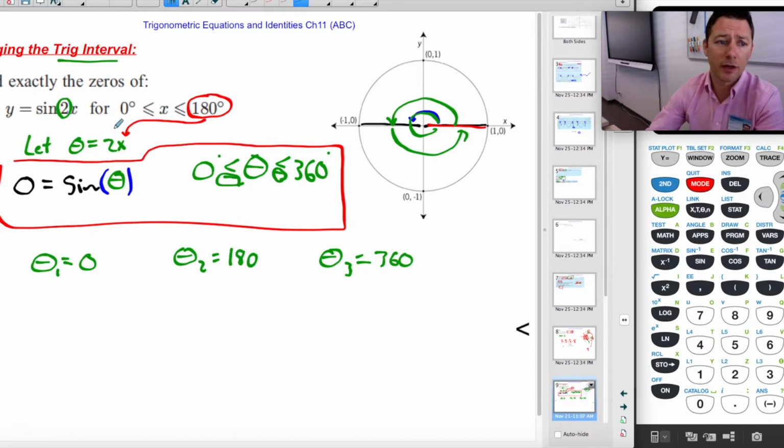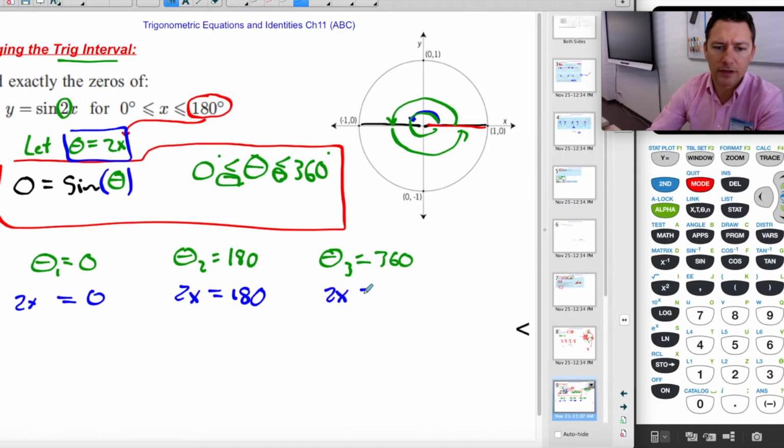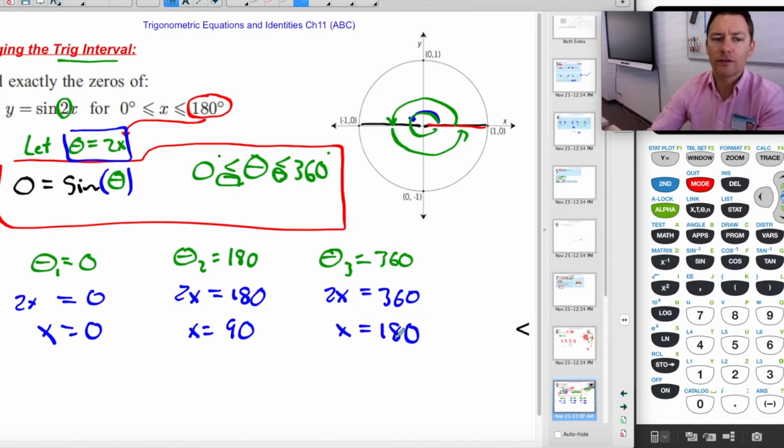Only kind of, right? Because we're not interested in theta, we're interested in x, and theta is 2x. So you could say, well, really, theta is 2x, so 2x equals 0, and 2x equals 180, and 2x equals 360. And if you divide, you get x is still 0, x is 90, and x is 180. And those solutions will work for this.